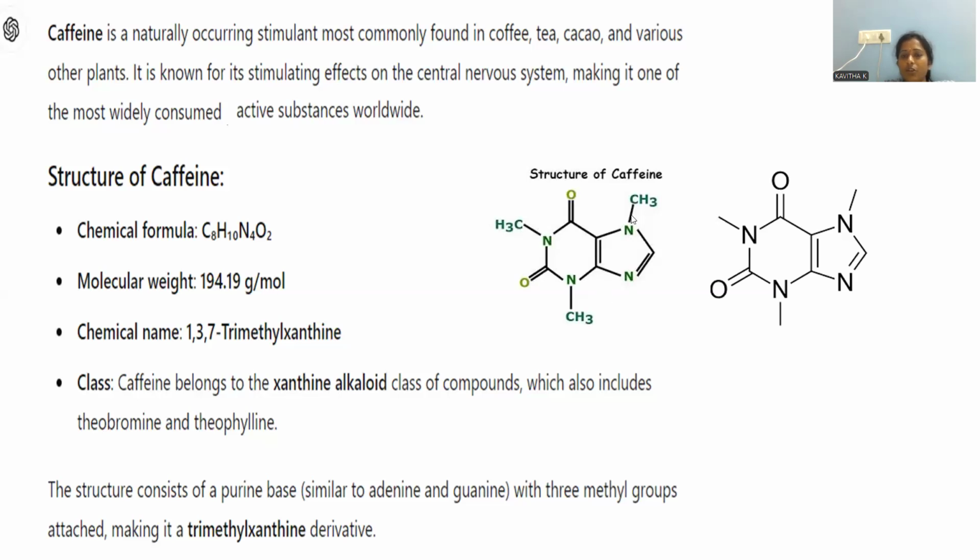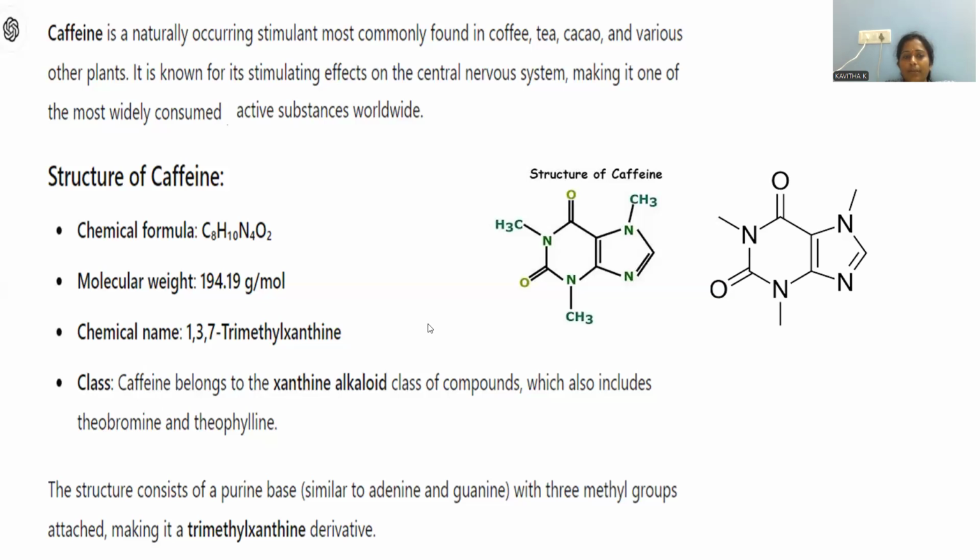Without mentioning methyl also, another representation is provided. Here you can find methyl, here methyl, here methyl. So both are synonymous, right? So this is the way the chemical formula and the chemical structure are provided for caffeine, and the molecular weight is given as 194.19 grams per mole.